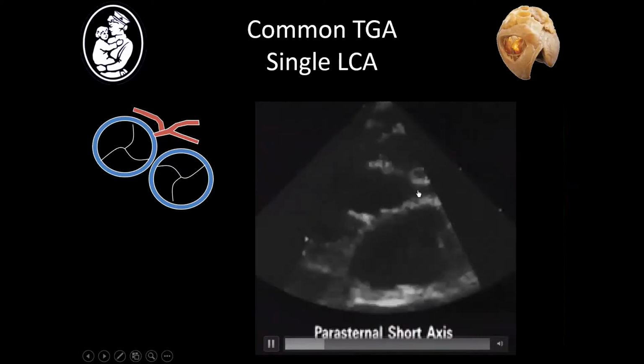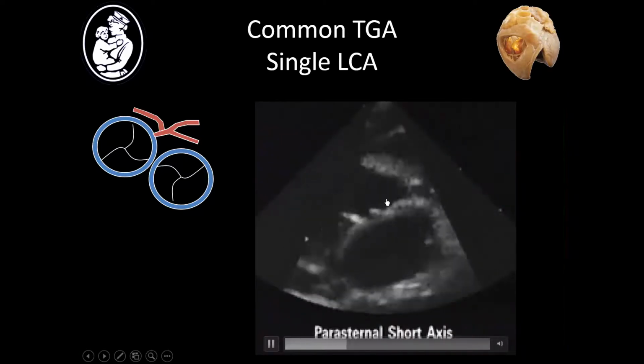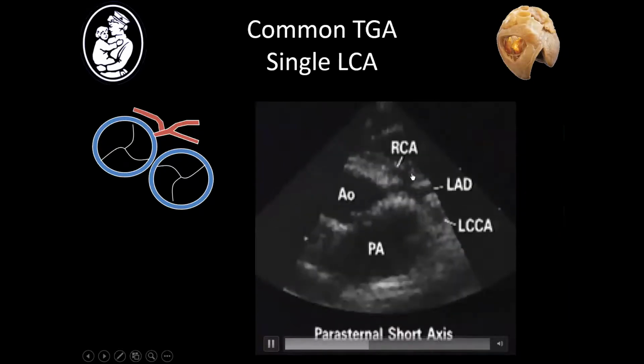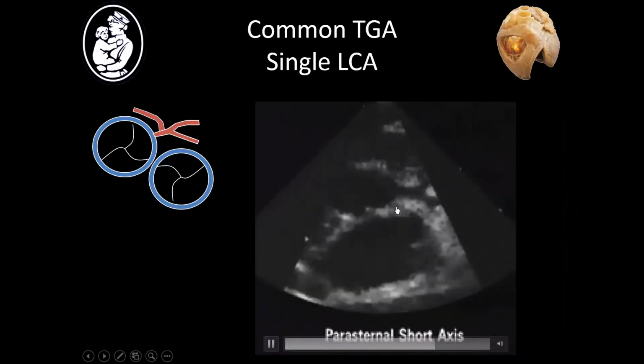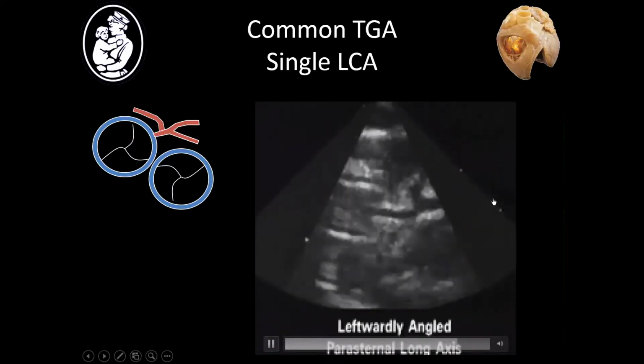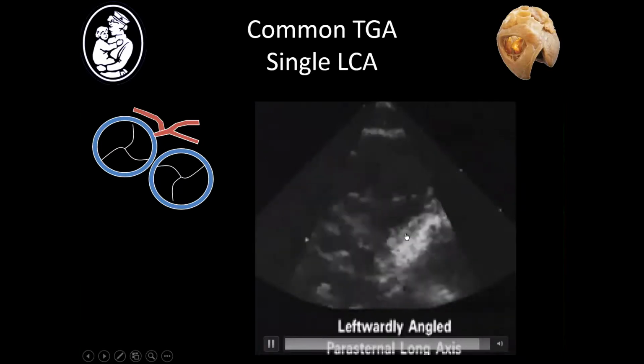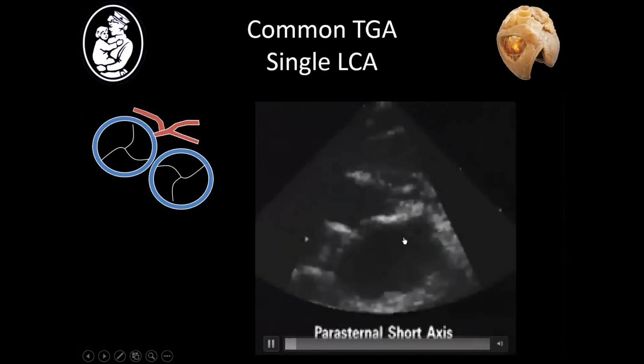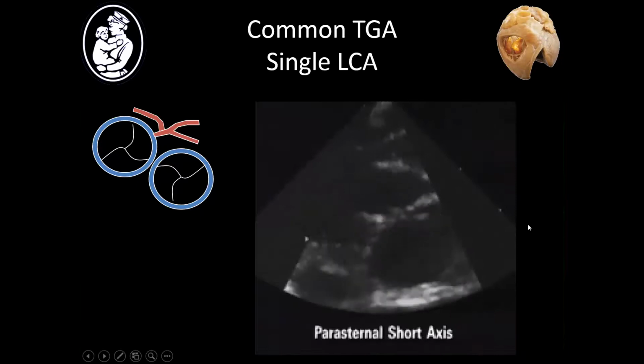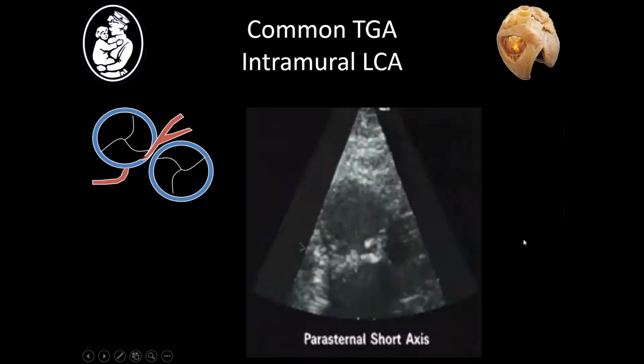Here's the left coming out of the left sinus, PA back here, aorta up here. And this is the right coronary going back in front of the aorta, anterior descending and circumflex, like a trifurcation here of the coronary artery. This is looking at it in that long axis view and then back to short axis. So this is a typical single left.